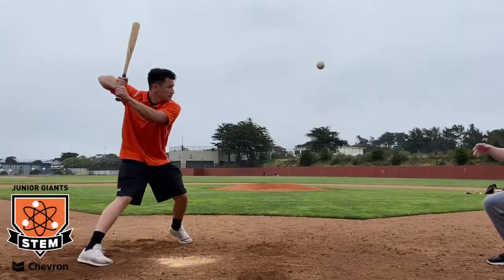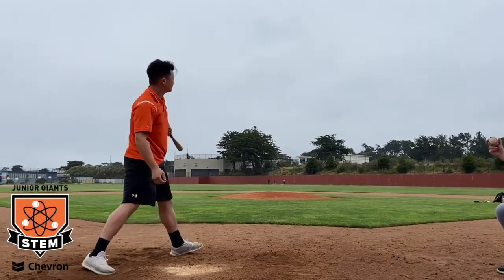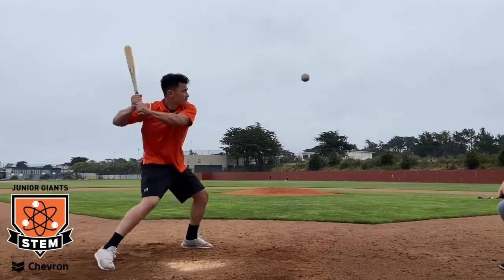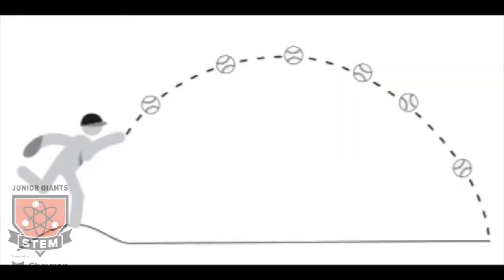A launch angle is the vertical up and down angle that the ball leaves your bat after being hit. This is also known as trajectory. So what exactly is trajectory? Trajectory means the path an object like a ball takes while moving through the air.